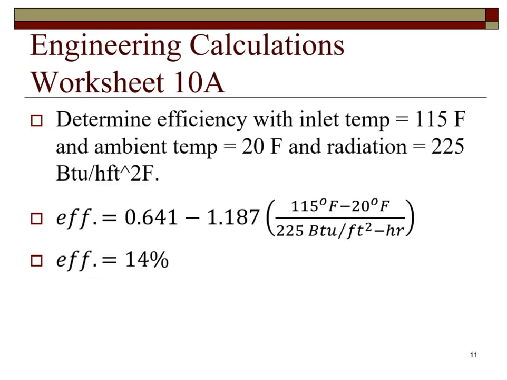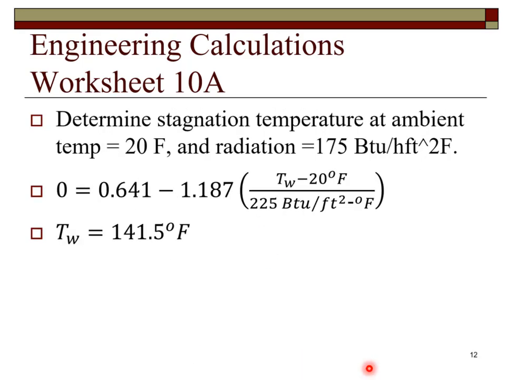In slide 11, the efficiency is calculated to be 14%, with the inlet temperature equal to 115 degrees Fahrenheit, the ambient temperature equal to 20 degrees Fahrenheit, and the solar radiation to be 225 BTUs per foot squared hour. The efficiency is set to 0 in the efficiency equation in slide 12. The stagnation temperature is calculated to be 141.5 degrees Fahrenheit.